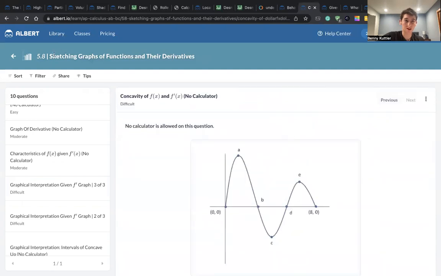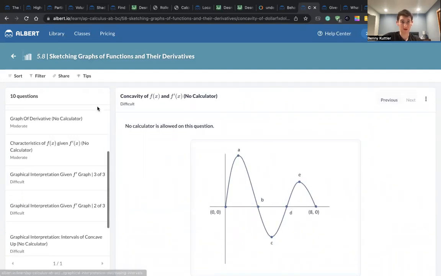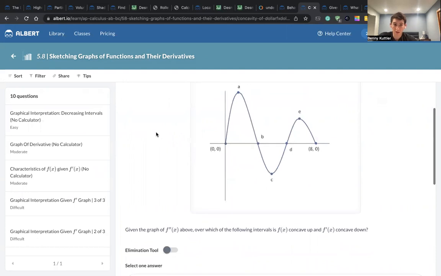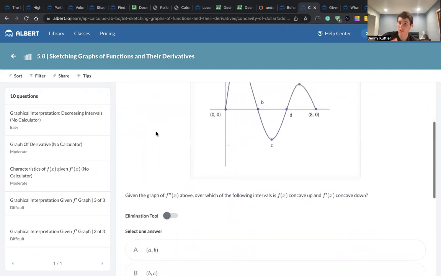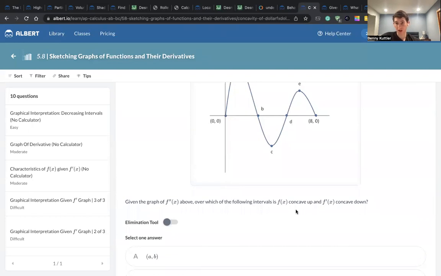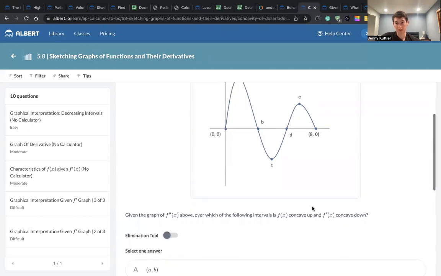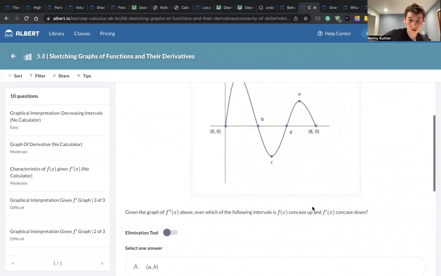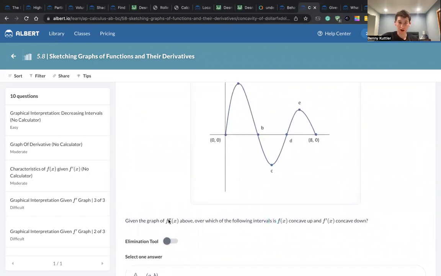So now this is a question from 5.8, but I thought it fit more with concavity. Given the graph, this is where we determine it graphically. For which of the following intervals is f of x concave up and f prime of x concave down? First, let's determine when f of x is concave up. This is the graph of f double prime of x. We know that something is concave up when the second derivative is positive.